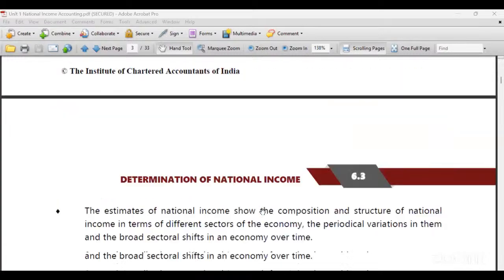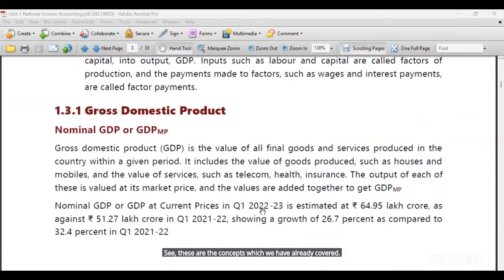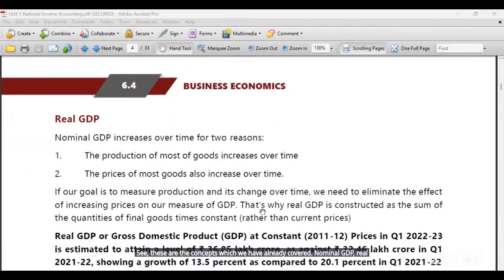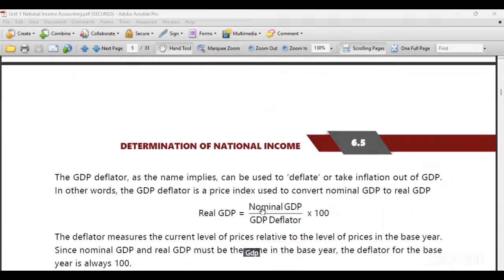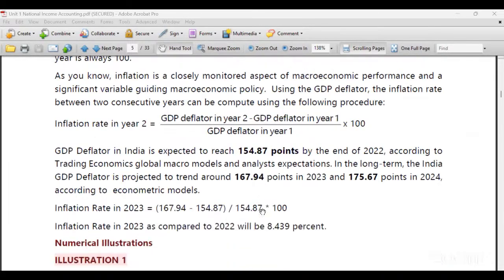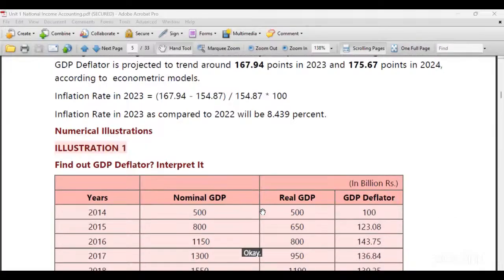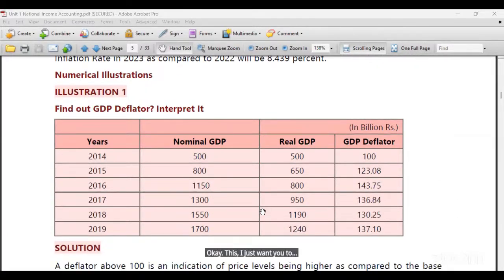These are the concepts which we have already covered: nominal GDP, real GDP, GDP deflator. I just want you to see this. In 2014, nominal GDP is 500, real GDP is 500. So GDP deflator is 100. In 2015, 800 and 650, so the GDP deflator is 123.08.